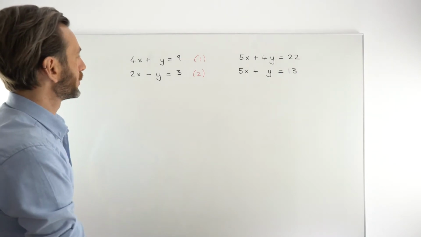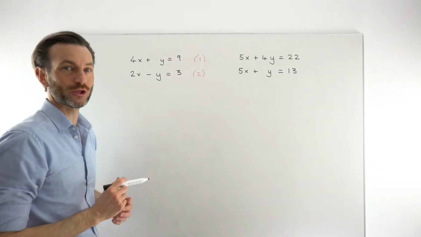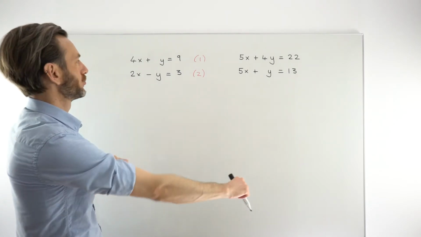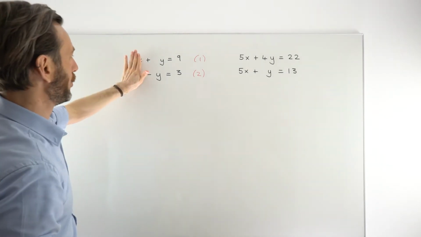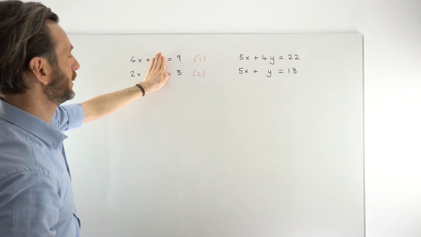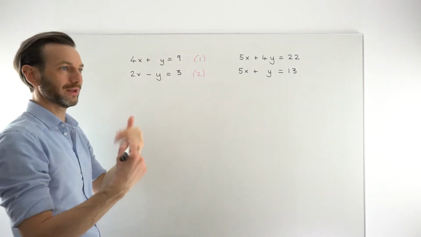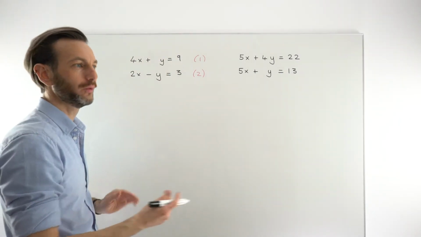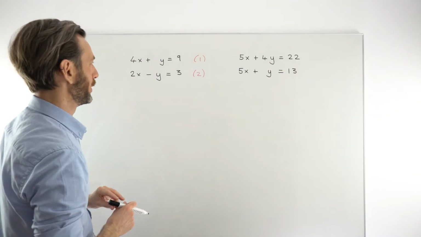Okay, so the method we're going to use here is called elimination of a variable, and what we're going to try and do is get rid of either the x or the y, just to leave a normal linear equation which we can solve in the normal way.